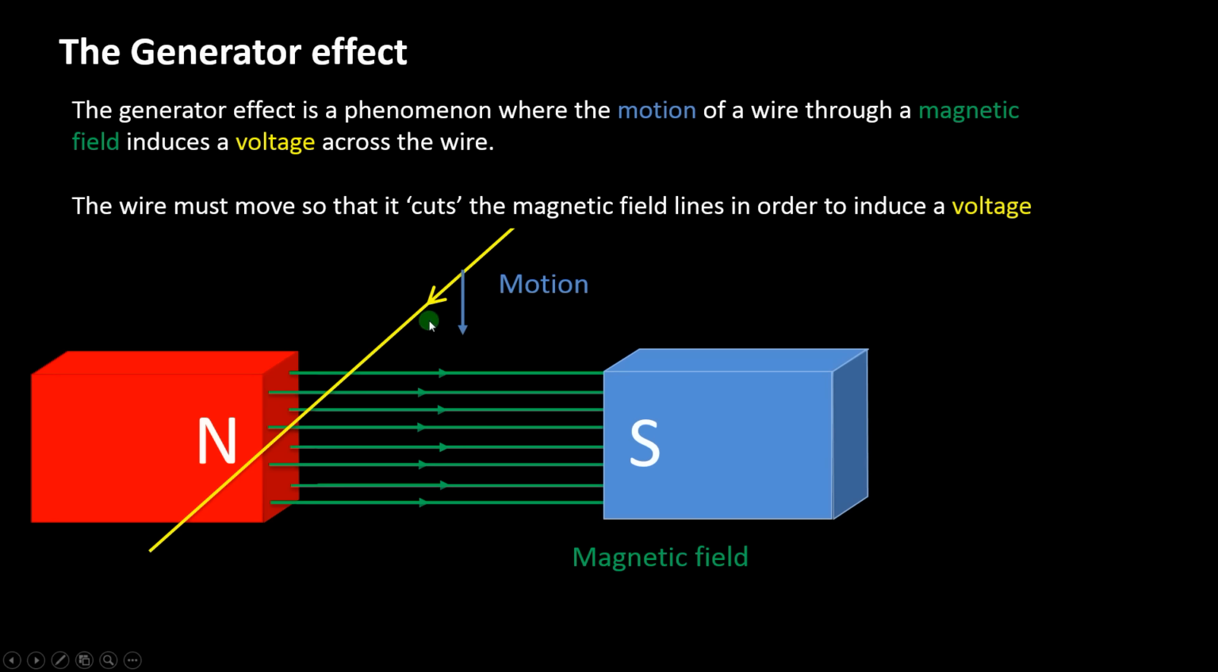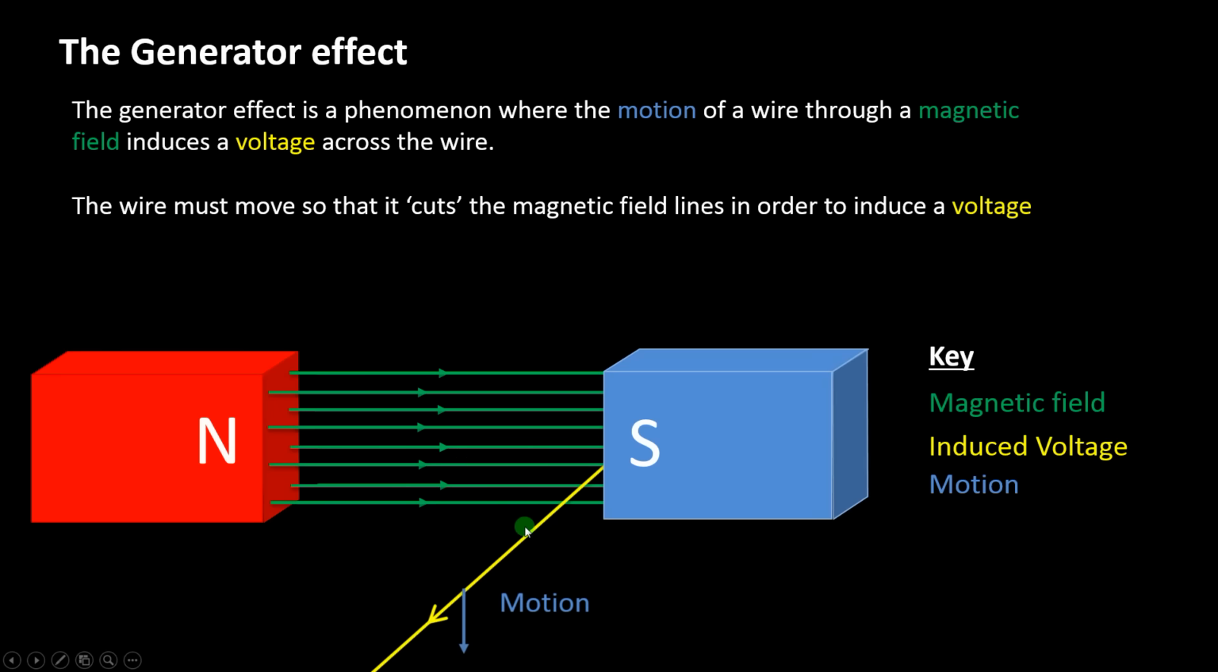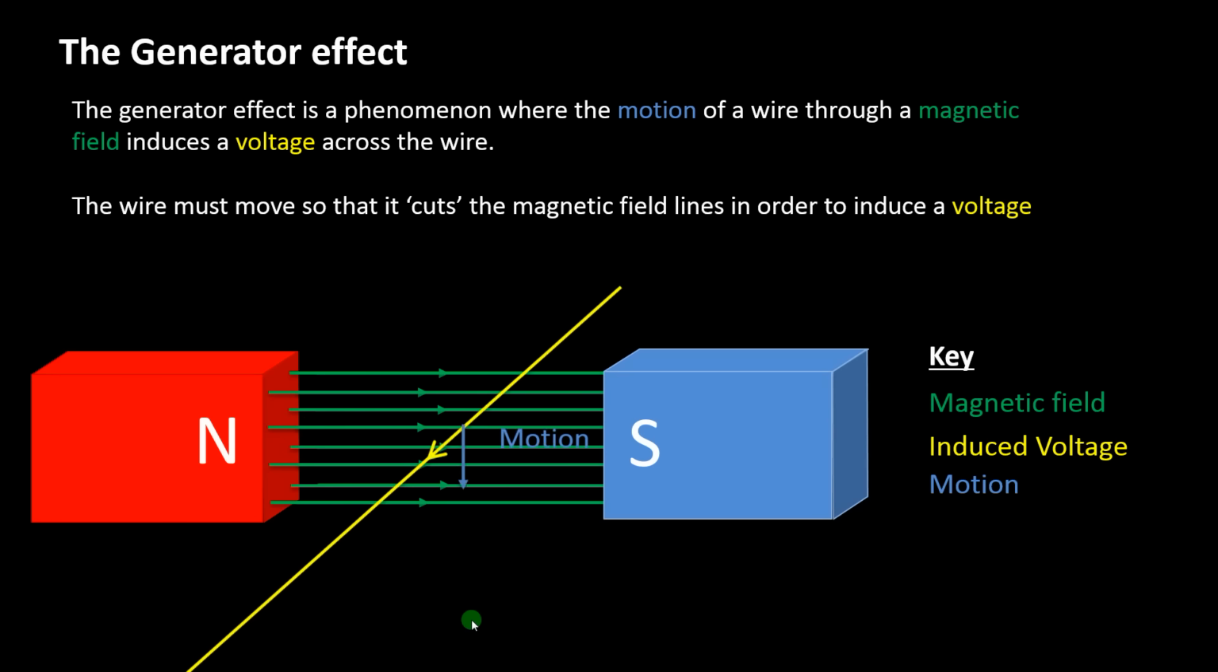So if we put our wire here and we move it downwards through the magnetic field, what we do is we induce a voltage across the wire. And what that does is it means that if the wire forms part of a closed loop, then current will flow. So the arrow on this wire shows the direction that current would flow in if the wire was part of a closed loop.